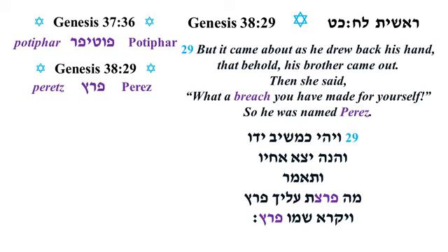If you go to Genesis 38, that's the story of Judah and Tamar. And we won't go into the whole story, but Judah sleeps with Tamar, and she becomes pregnant. And she has twins. And the first one to breach out is Peretz. In verse 29 of 38 it says, but it came about as he, the first baby, drew back his hand, that's Zerach, that behold, his brother came out. Then she said, what a breach you have made for yourself. So she named him Peretz. Peretz in Hebrew means breach.